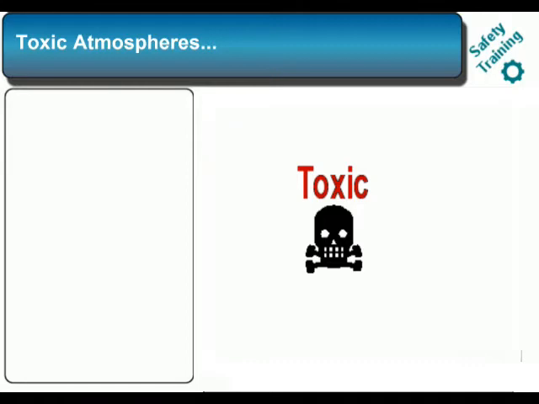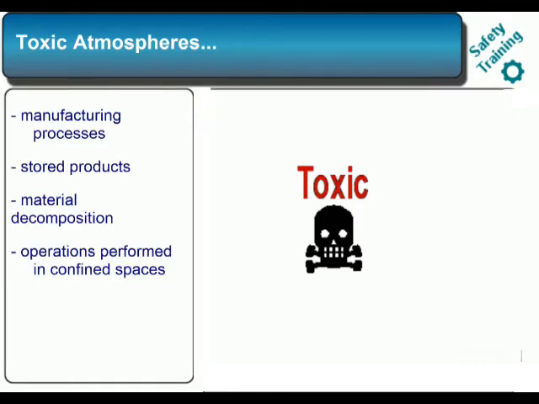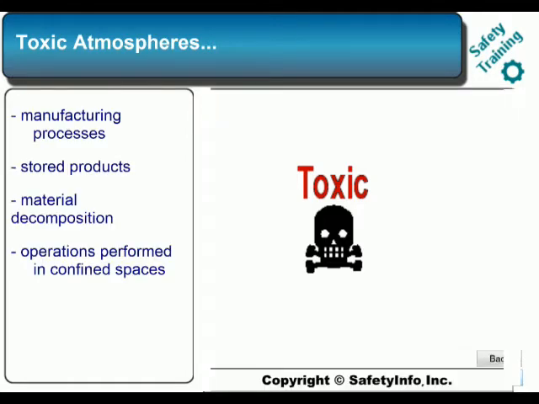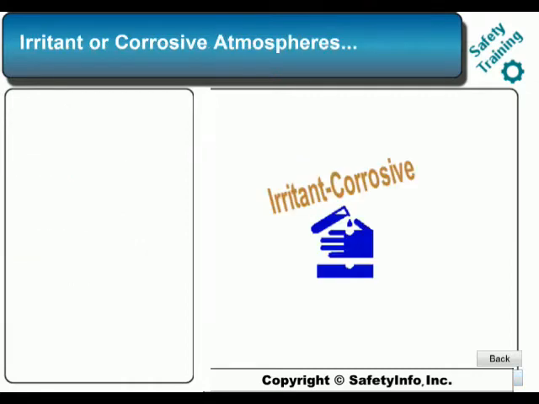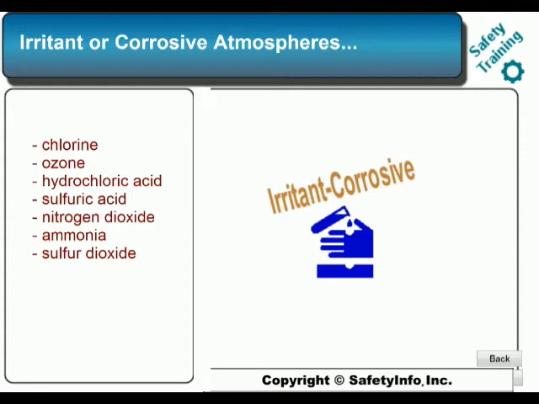Sources of toxic atmospheres include manufacturing processes, stored products, material decomposition, and operations performed in the confined space. Examples of irritants are chemicals such as chlorine, ozone, hydrochloric acid, sulfuric acid, nitrogen dioxide, ammonia, and sulfur dioxide. Prolonged exposure at irritant or corrosive concentrations in a confined space may produce little or no evidence of irritation.